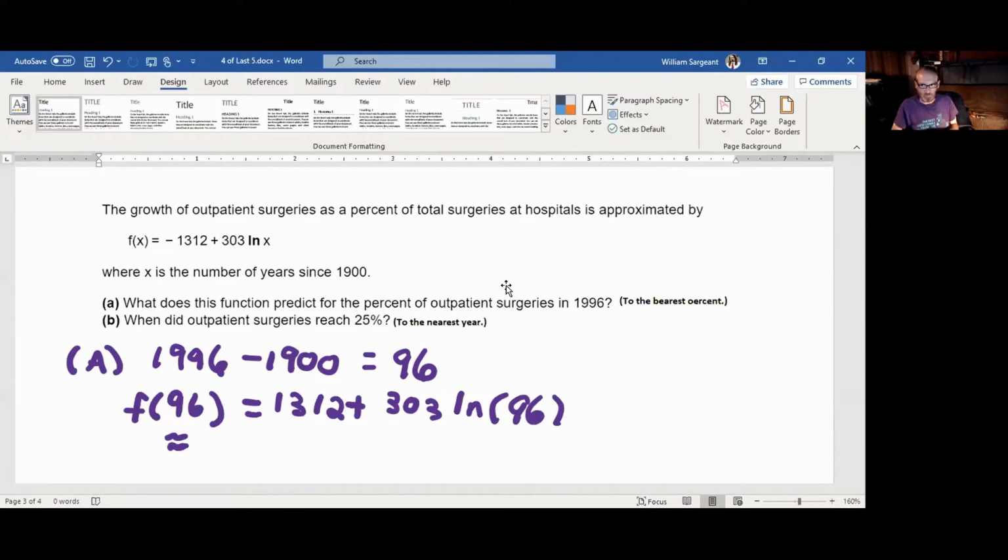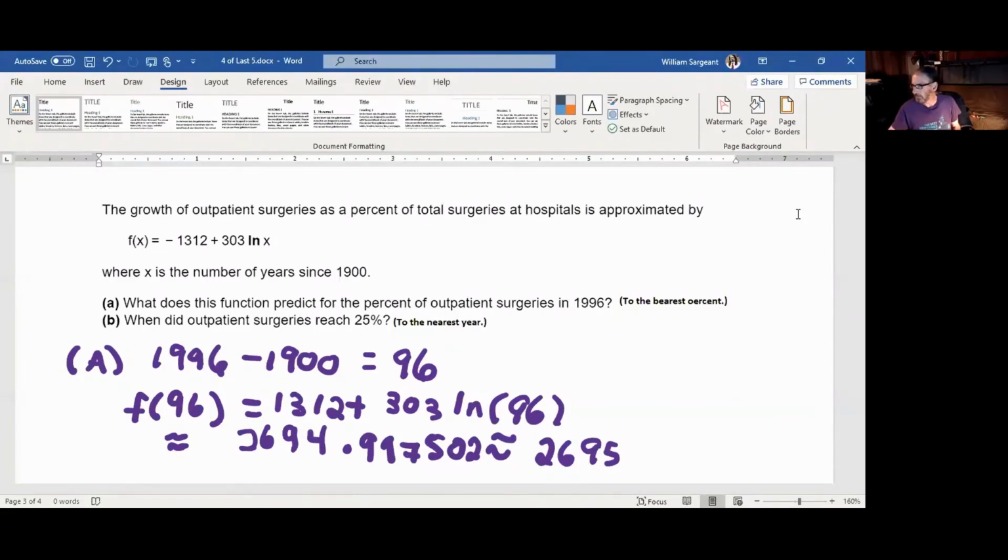I'm not going to round at any point until the very end. Natural log of 96 is 4.56 something. Multiply that by 303. And then add 1,312. Coming up with about 2694.997502. That would round to about 2695.